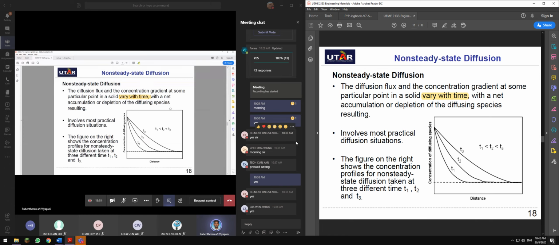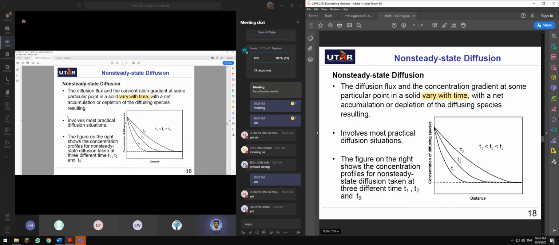Sometimes coating is accumulation. Depleting is heat treatment. So this involves most practical diffusion situations. Most diffusion situations involve non-steady state because it varies with time.